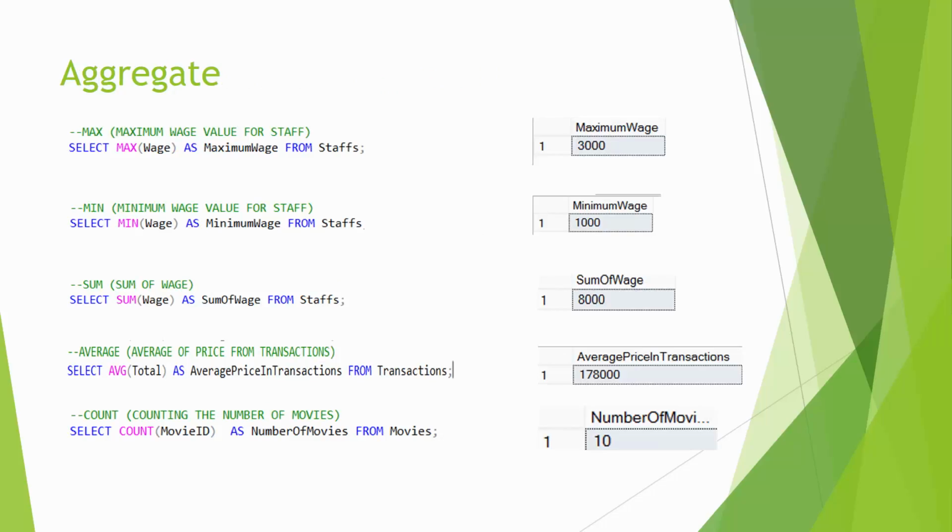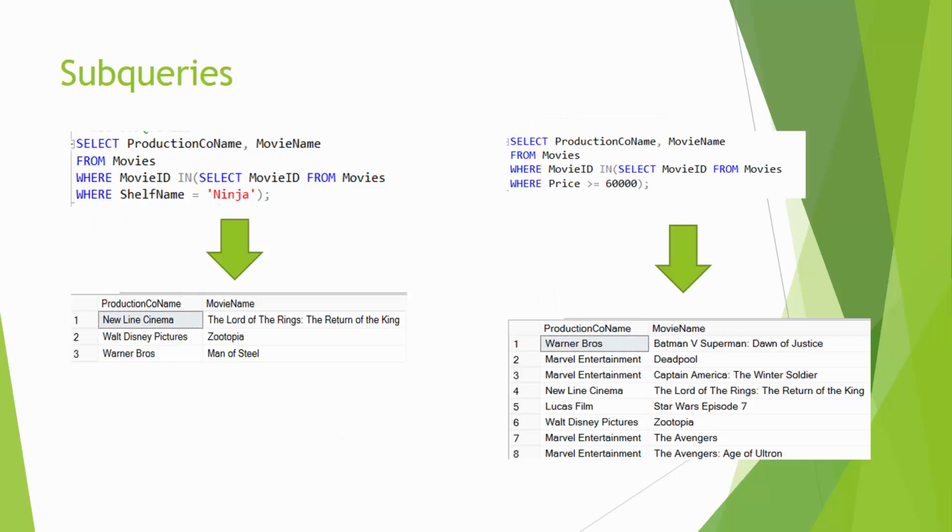Aggregate has many functions. Max or min can compute the highest or the lowest value from the selected data. Sum can be used to calculate the total. In this case, we calculate the total amount needed to pay for wage. Average is used to find the average amount, and here we use it to calculate the average value from the total transaction. Lastly, count in here is used to calculate how many types of movies are available. This counts the amount of records.